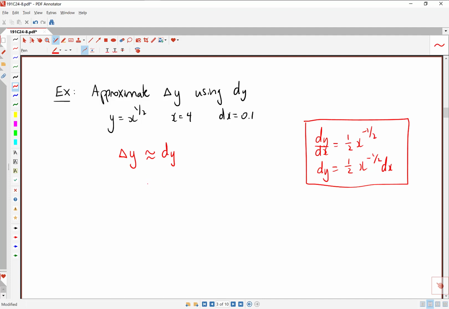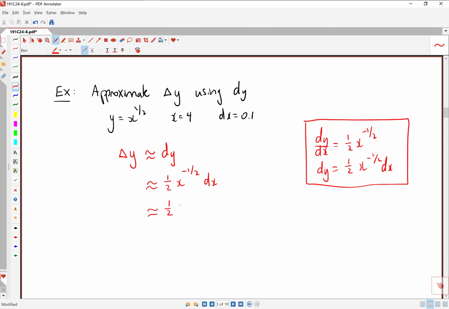So then we come back to the flow of the problem and we say, well, that's approximately equal to 1/2 x to the minus 1/2 dx. I'm continuing with the approximately symbol because we're reading this as delta y is approximately equal to this. Okay, and then let's just plug in some numbers here. We'll plug in our x value and our dx value.